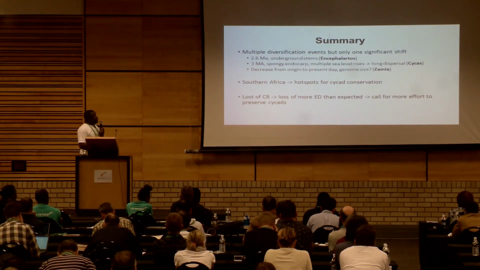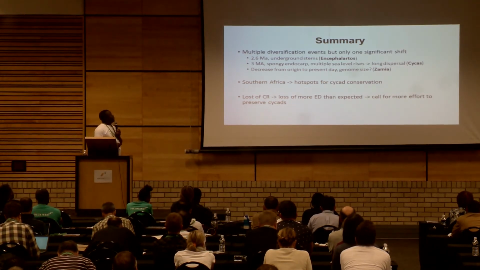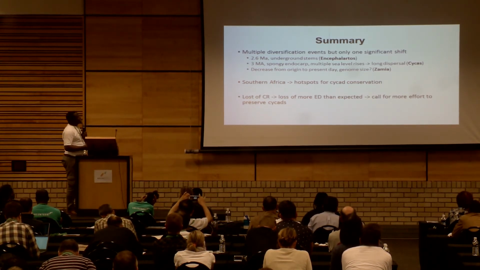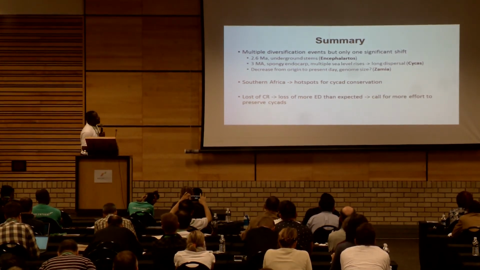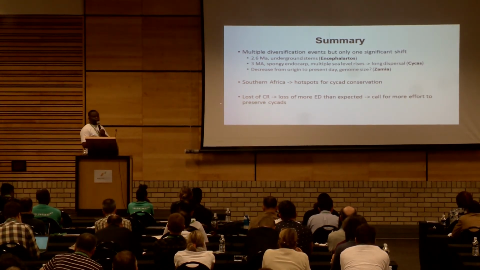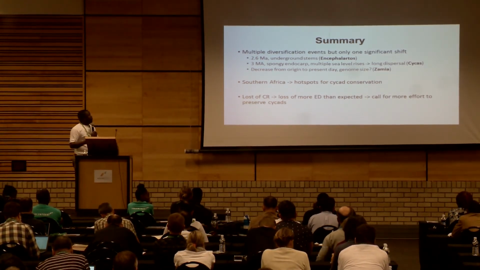So in summary, the diversification of Cycad is actually mediated through multiple evolutionary events. For Encephalartos, for example, you have something happening around 2.6 million years ago. You have the development of a key innovation, which is an underground stem. If you look at what happened for the genus Cycas, you have the development of another key innovation, in this case, a spongy endocarp. You have multiple sea level rises that might contribute to the long oceanic dispersal of the species. And for Zamia, you have a decrease in the diversification through time.